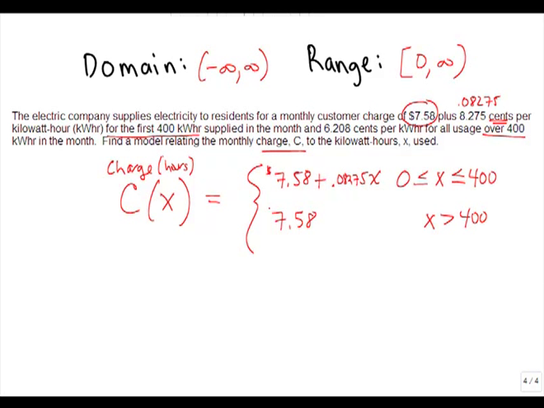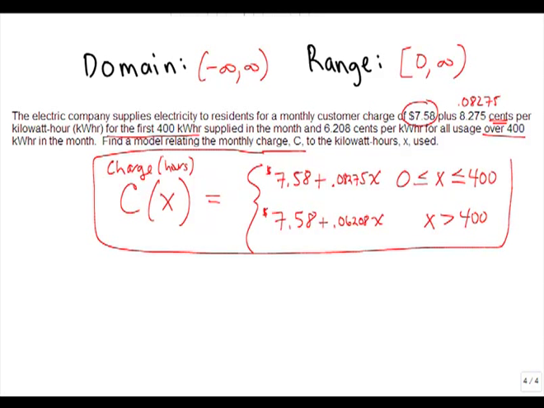In the second scenario, you're still getting charged $7.58, but then the additional cost is $0.06208 times the number of hours after 400 or over 400. Okay? So here's one example of where you might see a piecewise function in application.